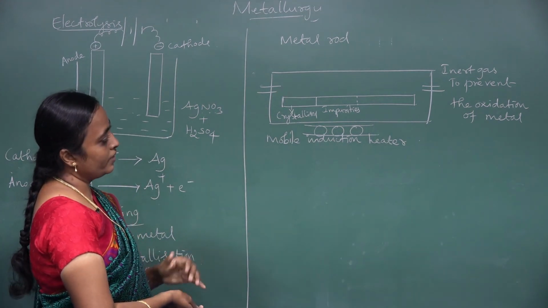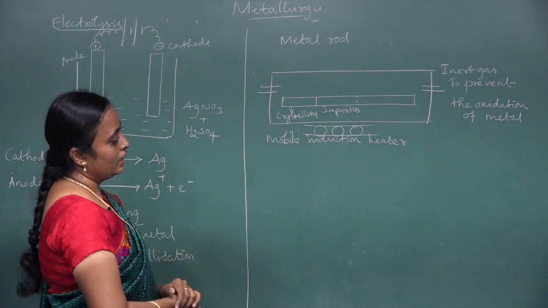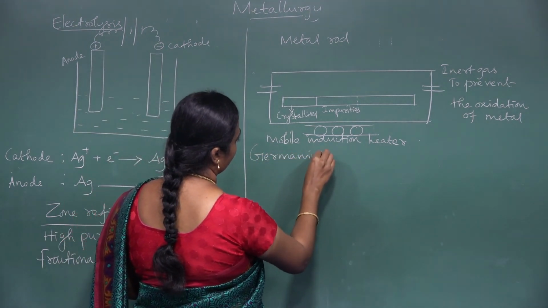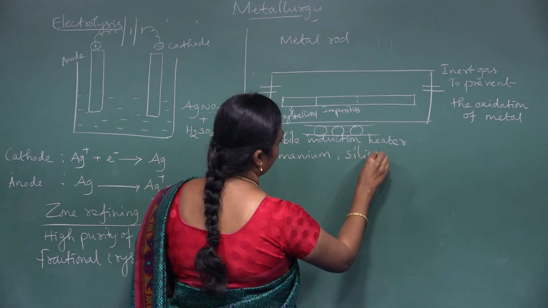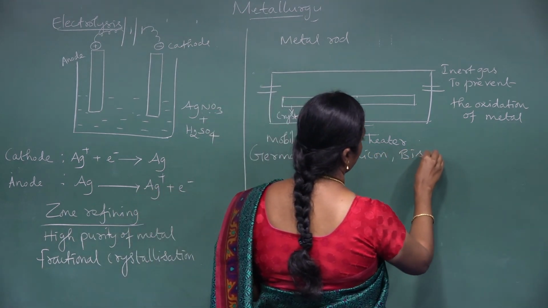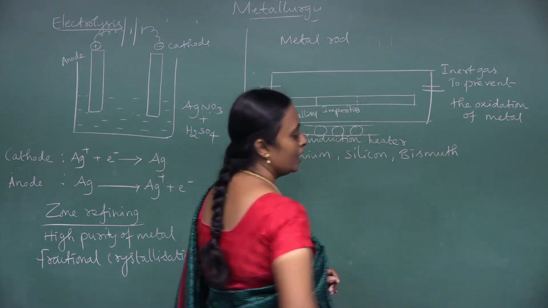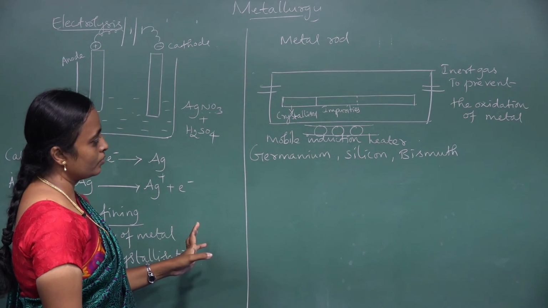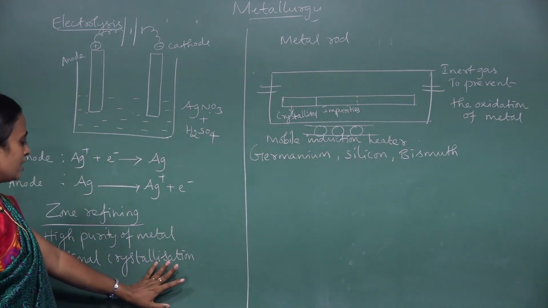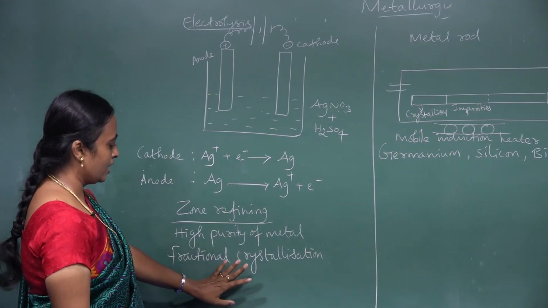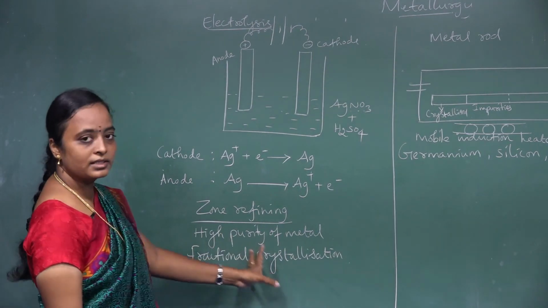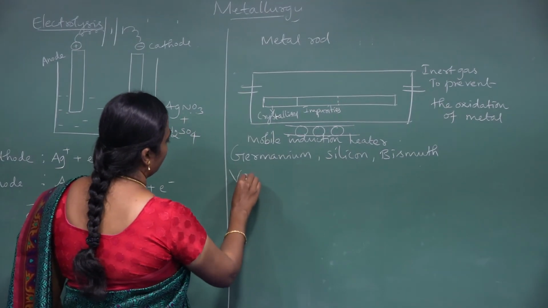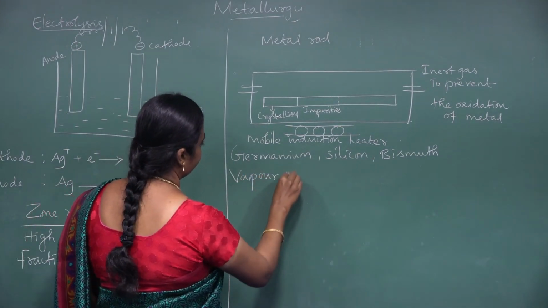In this zone refining process, metals like germanium, silicon and bismuth can be refined. Zone refining generally gives high purity metal, and the principle behind it is crystallization only. Next we can see the vapor phase method.